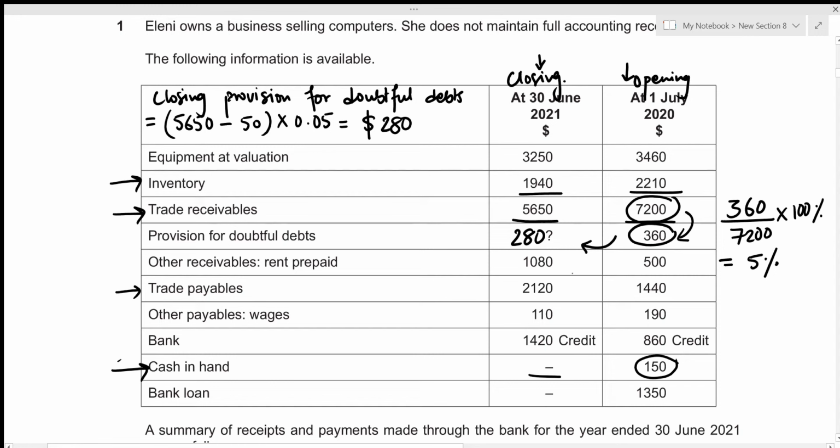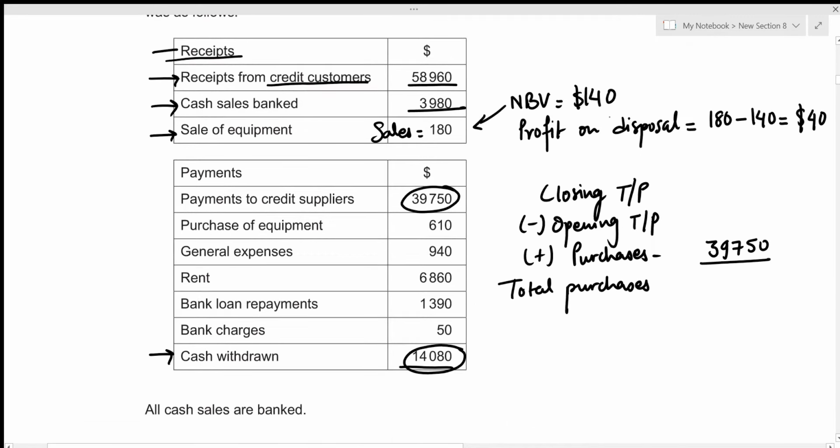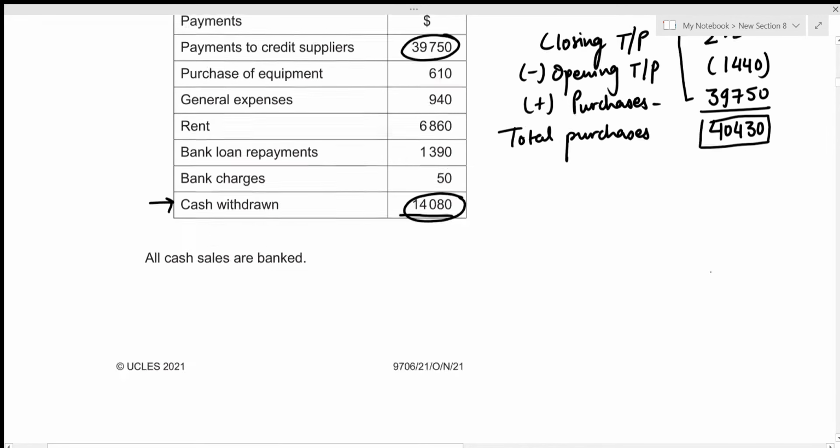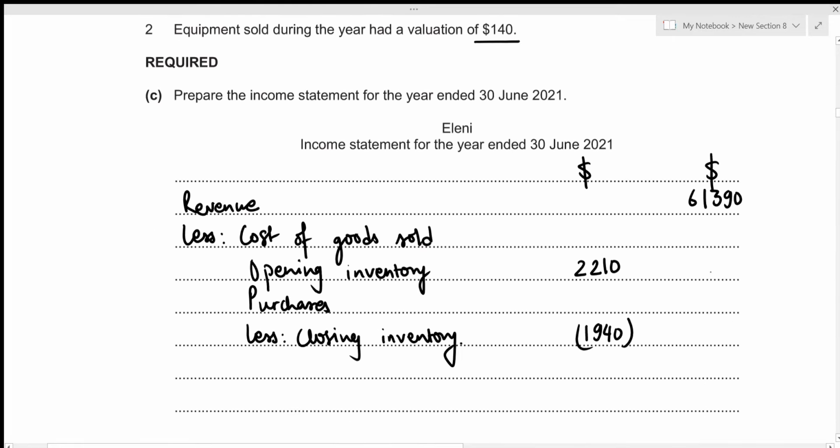And the closing value had the amount of 2,120 and the opening had the value of 1,440. Let's write that down. So closing value was 2,120 and the opening value was 1,440. Now in order to figure out the total purchases, we need to add these three amounts. So that's going to be 2,120 minus 1,440 plus 39,750, which gives the total purchases to be 40,430. Now we will substitute this amount into our income statement. So the purchases is of 40,430.